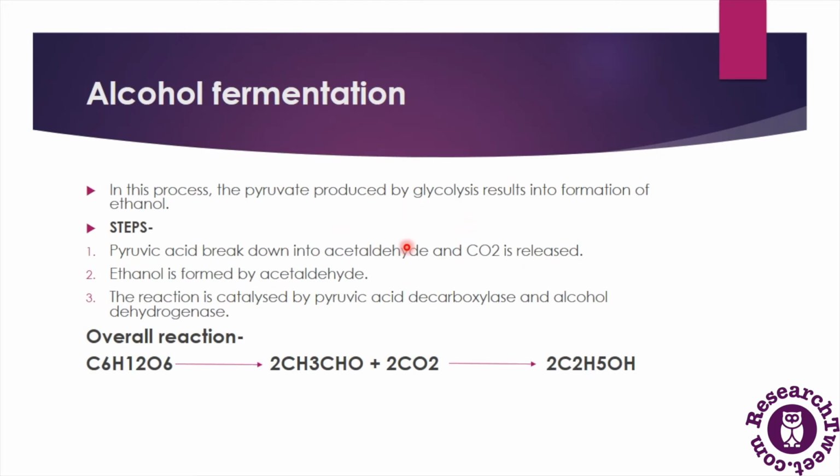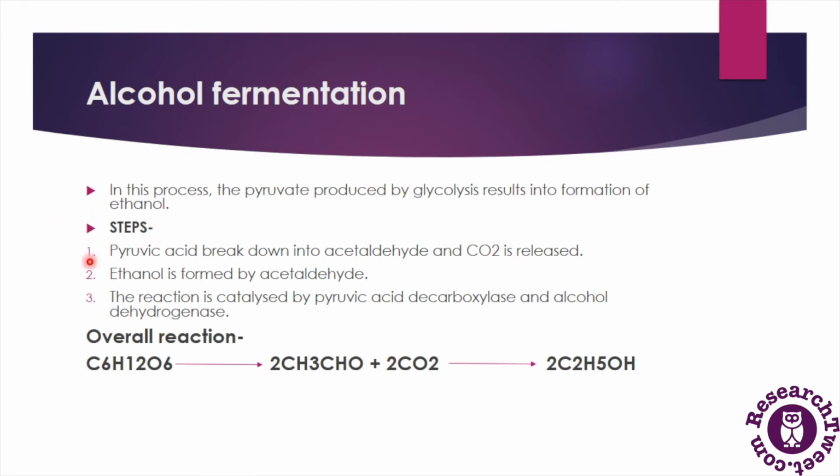So now the second type of fermentation is alcohol fermentation. In this process, the pyruvate which is produced by glycolysis results in the formation of ethanol or alcohol. It is the most important type of fermentation process, which is industrially very important and useful for many industries like the beverage industry, the yeast industry and many more. The alcohol fermentation consists of some steps.